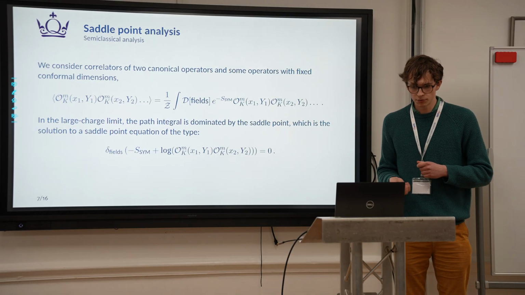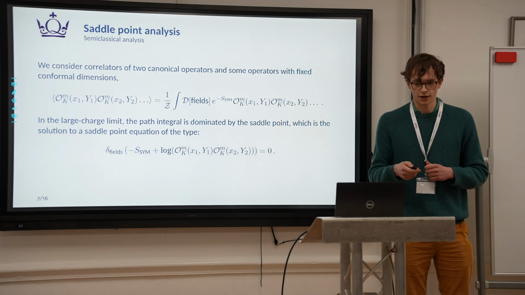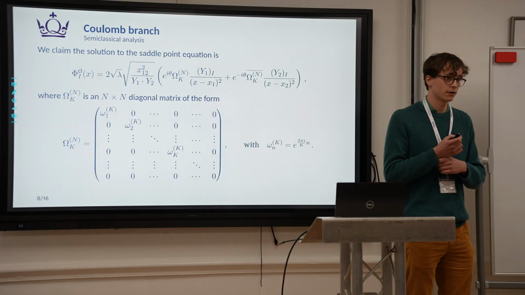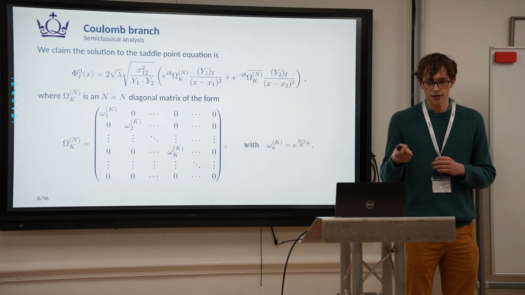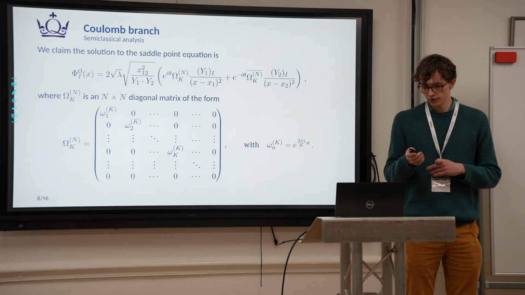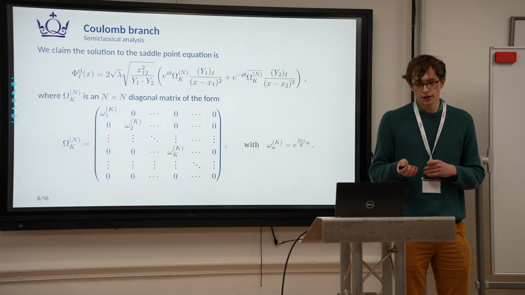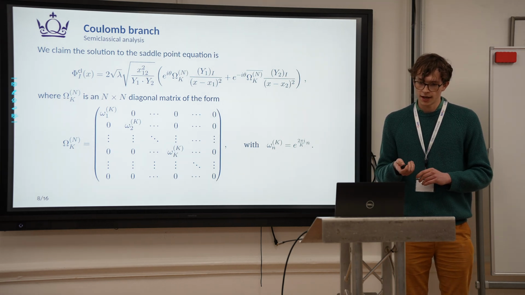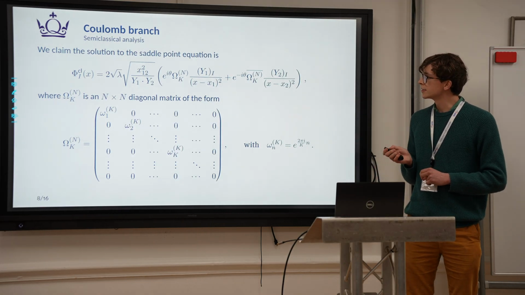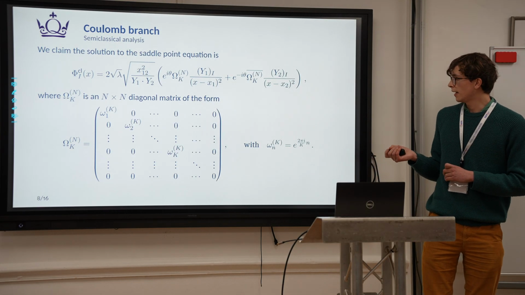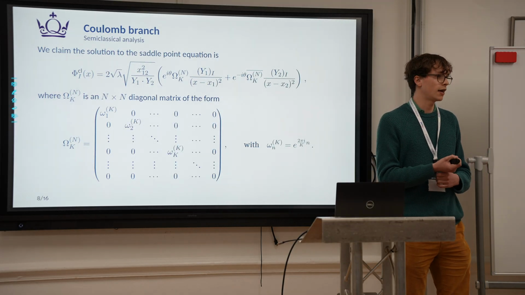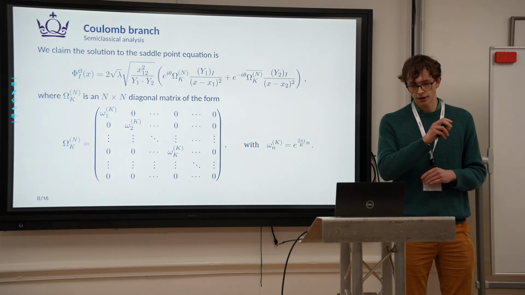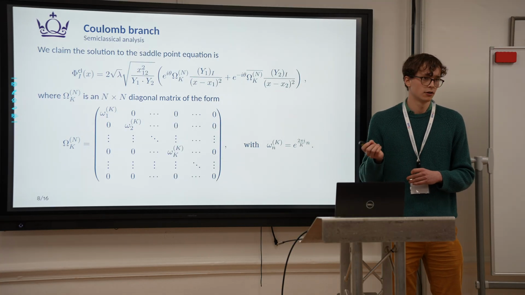So we don't actually derive the result. We don't quite know how to do that, but we claim a solution to it, which is good in some ways. So we claim that the solution to that saddle point equation is this scalar field. It's just a function of the space-time coordinates and these y vectors. And the important part is this capital Omega. So this capital Omega is an N by N diagonal matrix, with components only along the diagonal, and these are roots of unity.